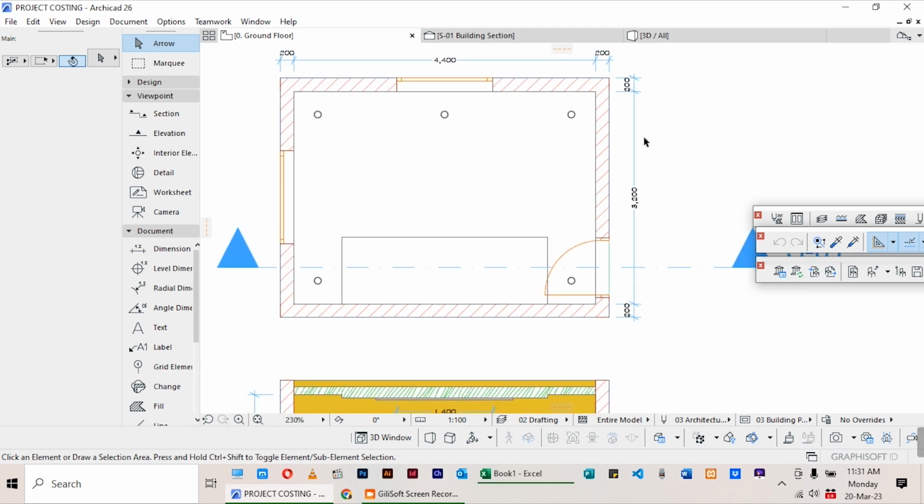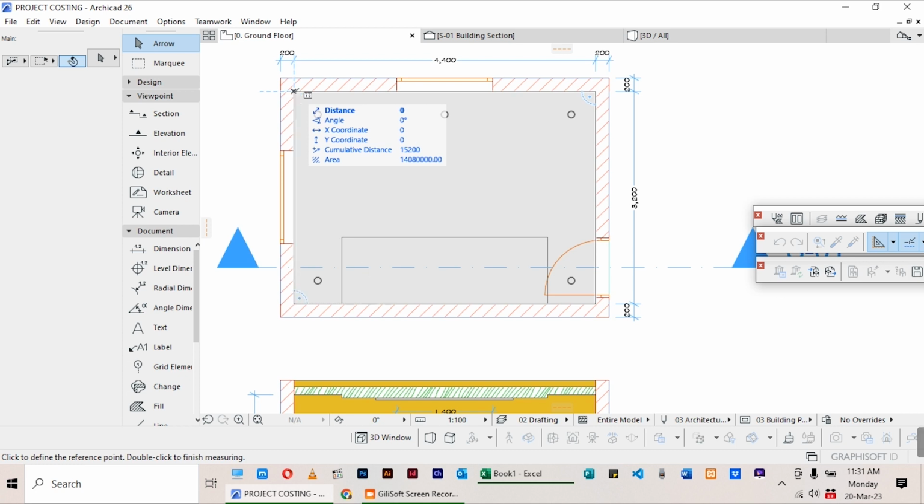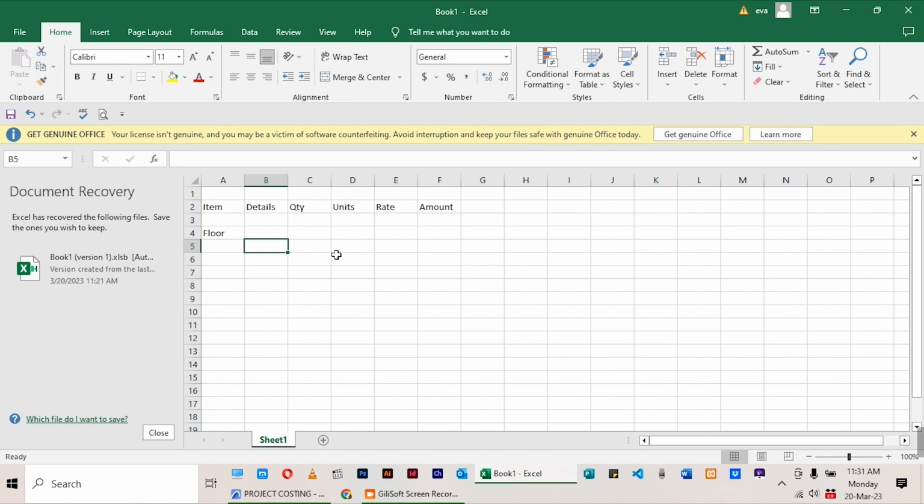But for me, I use a very special item here. Just click on M on your keyboard to bring the tape measure. Just click on all sides. And from the dialog box that you can see here, we have several things: the distance, the angle, the coordinates, the cumulative distance, and the area. Don't get scared by the many numbers under the area. The most important is the first four. For us, that means 14.08. So let's go to our Excel sheet.